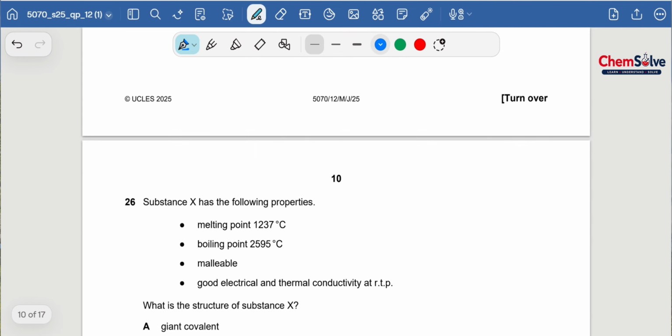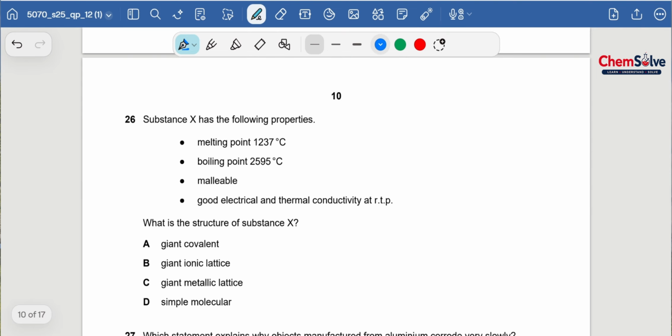Now move to the next question. Question number 26. Substance X has the following properties. Melting point is 1237 degrees Celsius. Boiling point is 2595 degrees Celsius. It is malleable, with good electrical and thermal conductivity at RTP. What is the structure of the substance X?